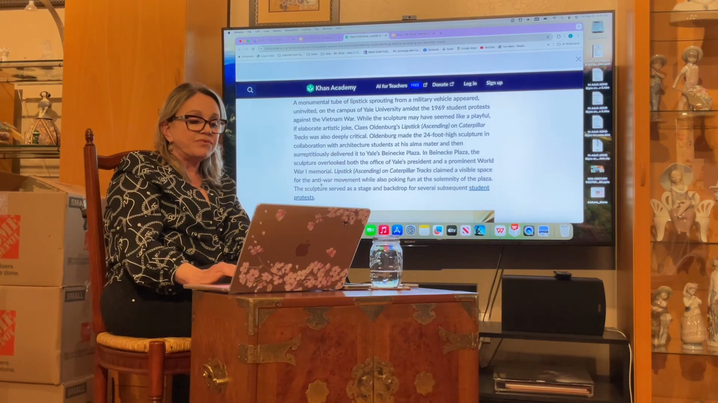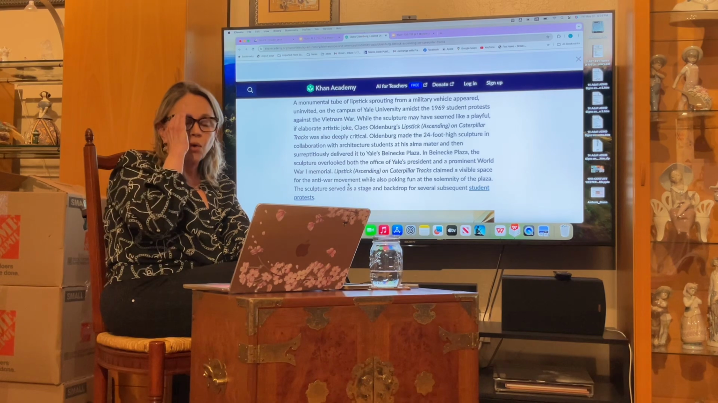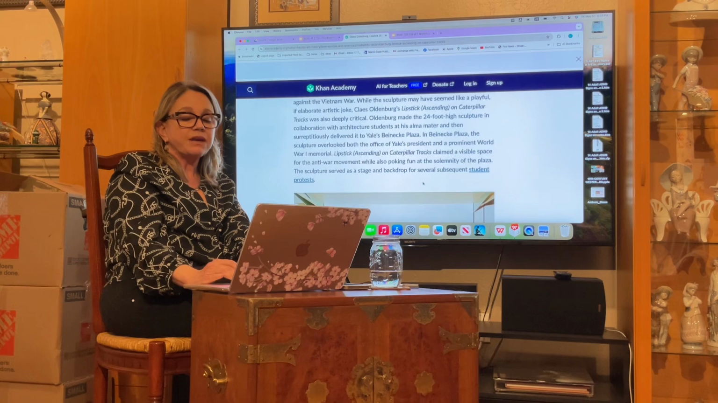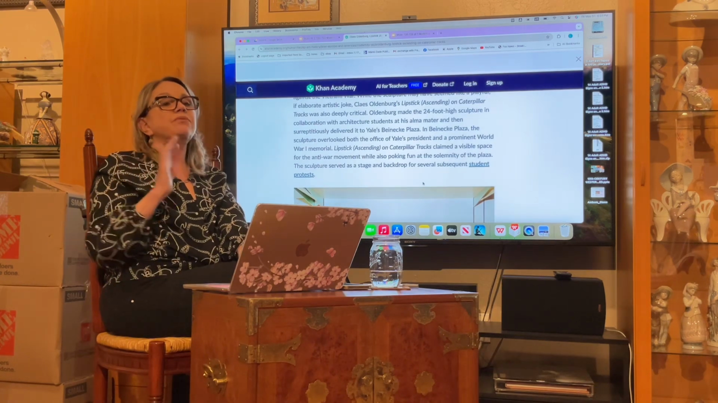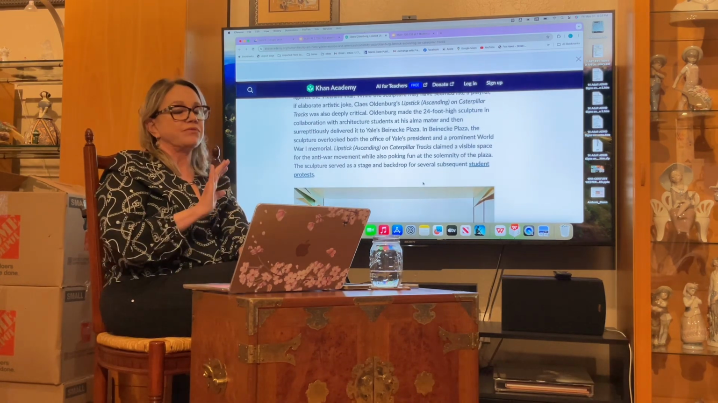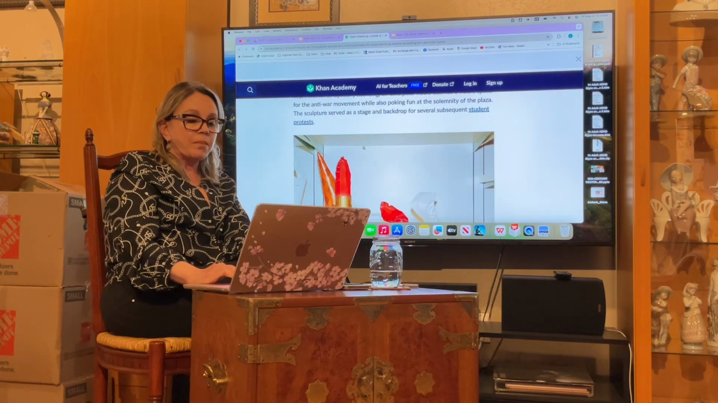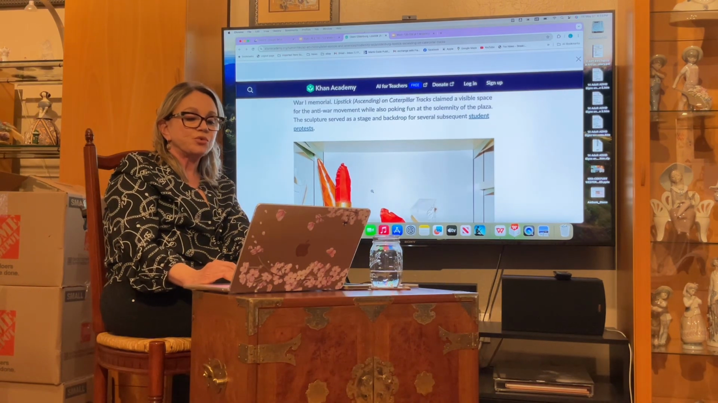This claimed a visible space for the anti-war movement while also poking fun at the solemnity of the plaza, because it was supposed to be very decorous and very solemn, right? So this was also the backdrop for several student protests.